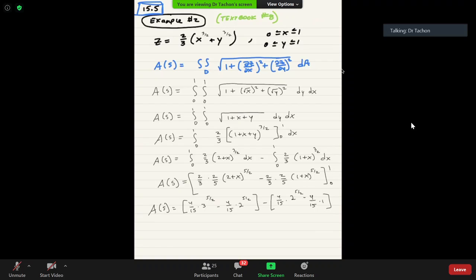So we can combine those middle terms there. So 4/15 can come out of everything. So you have 3 to the 5/2 minus 2 times 2 to the 5/2 plus 1. And that can be simplified.